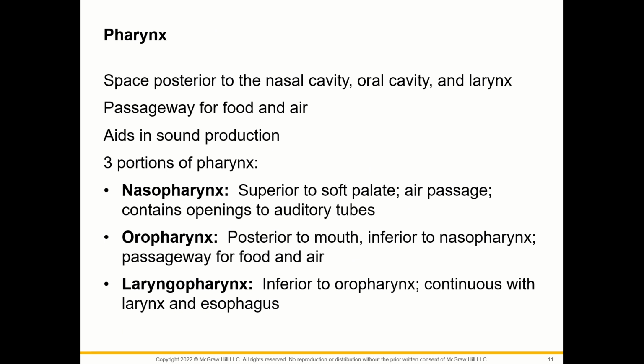All right, the pharynx is the space posterior to the nasal cavity, oral cavity, and larynx. It is the passageway for food and air. And so remember in the digestive system chapter, we talked about how the epiglottis helps to separate the two. So let's take a look at the three portions of the pharynx. The nasopharynx is superior to the soft palate. It's an air passage, and it contains openings to auditory tubes. The oropharynx is posterior to the mouth, inferior to the nasopharynx, and it's a passageway for food and air. The laryngopharynx is inferior to the oropharynx, continuous with the larynx and esophagus.